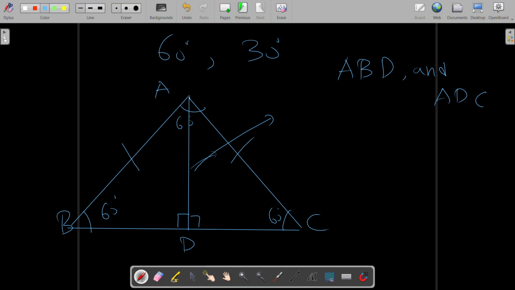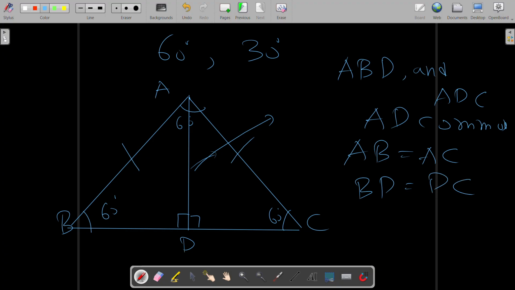So in the triangles ABD and ADC, AD is the common side. AB equals AC, sides of the equilateral triangle. As AD is the median, BD equals DC. Joining the midpoint and the vertex A, AD is the median. So these two triangles are congruent. Triangle ABD is congruent to triangle ADC.